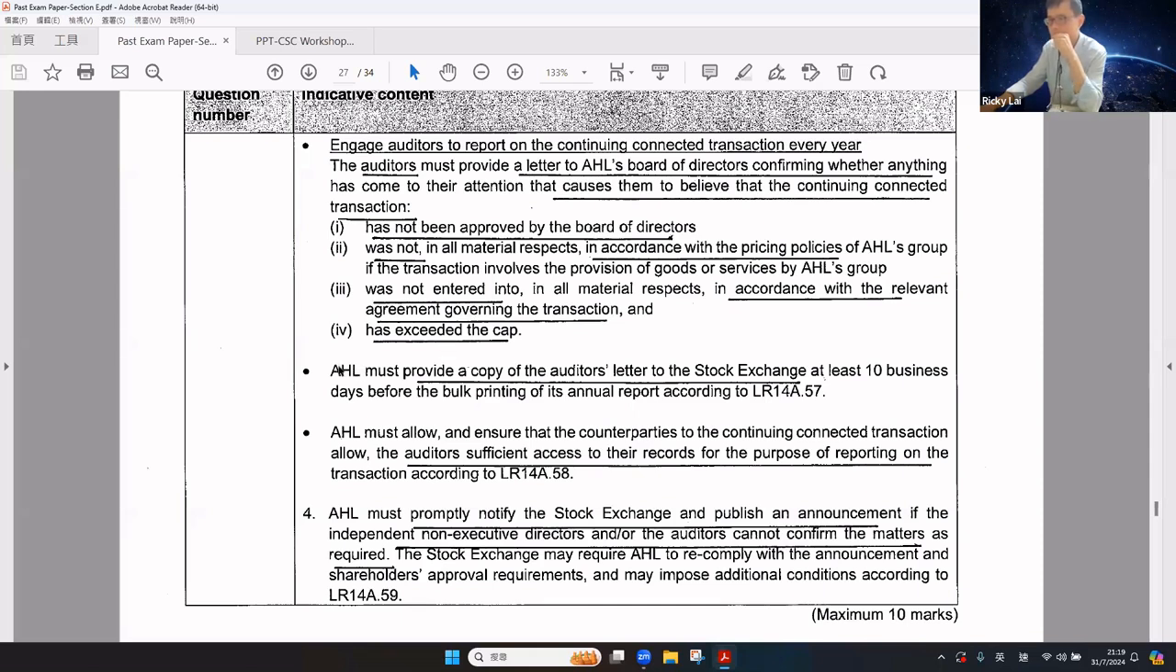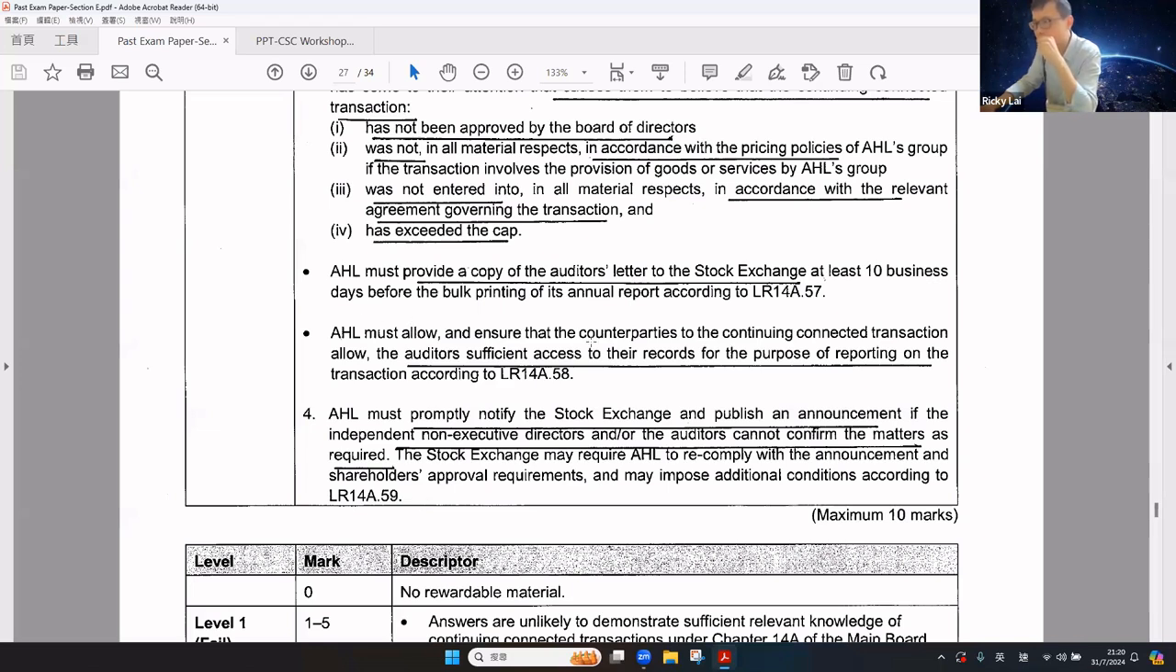We understand that according to the amendment of the listing rules, previously the auditor letter had to be submitted to the stock exchange. However, this requirement has been abolished. So please update: there is no need to submit any auditor letter to the stock exchange. The auditor should issue a letter to the board confirming the above matters, and the company should keep the auditor letter on record instead of sending a copy to the stock exchange.